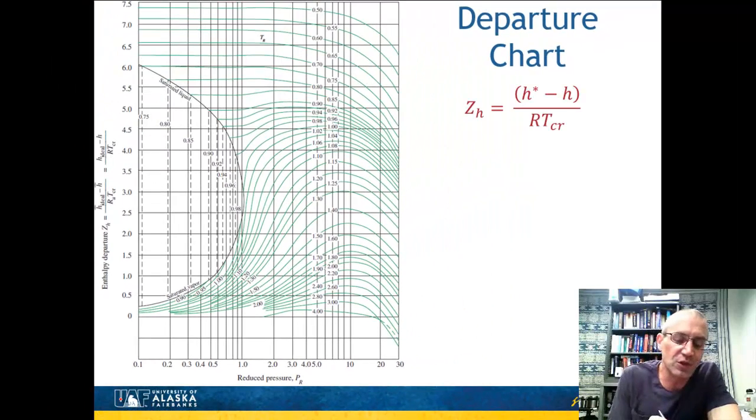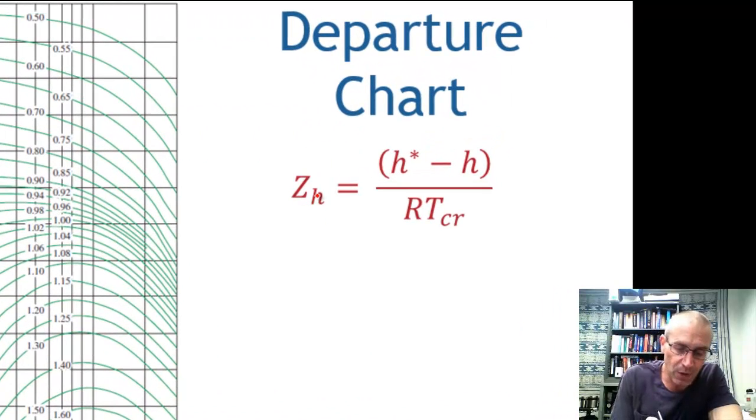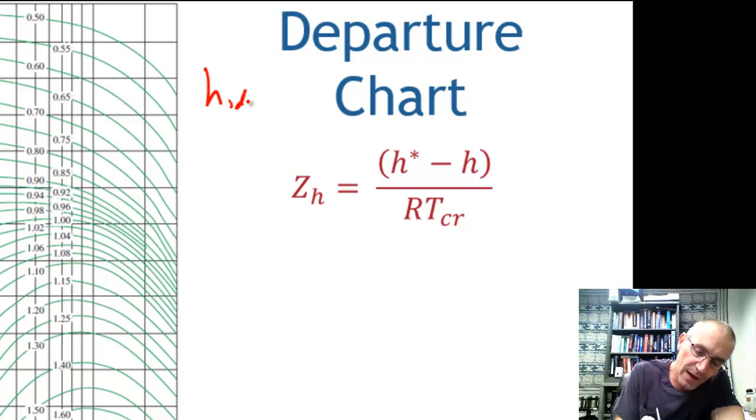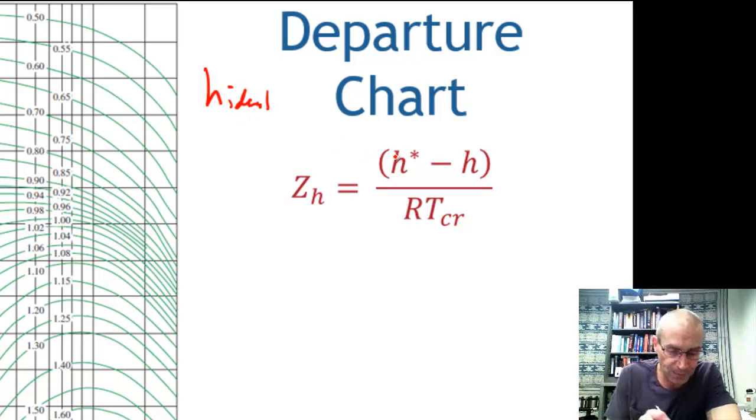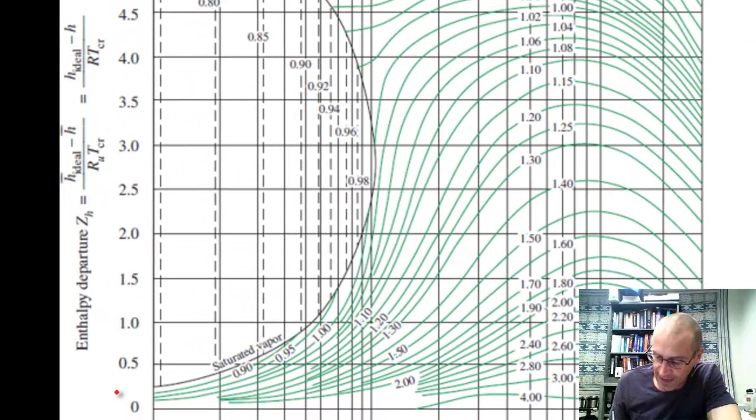And so here I'm just showing you again what the definition of Z sub H is. This is the departure term. And so here's H star. This is also often written as H ideal. So H star and H ideal are the same thing. The star indicates the ideal value. And so this is a normalized departure. So if I look over on the x-axis over here, here's my enthalpy departure starting at 0. So this means that I've got an ideal gas. And then each one of these green lines is a reduced temperature.